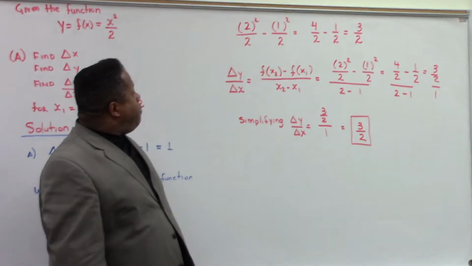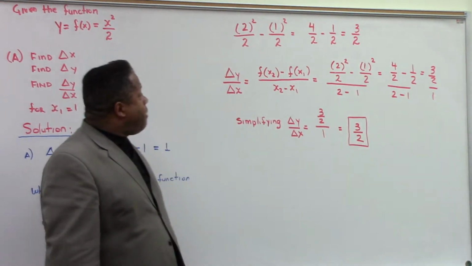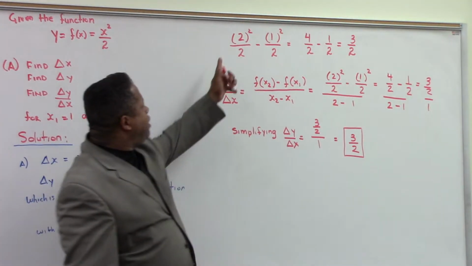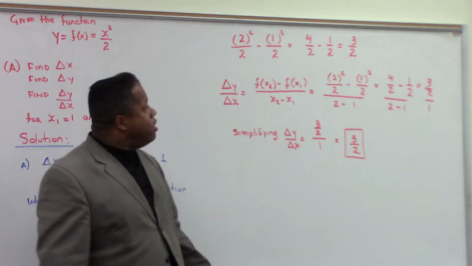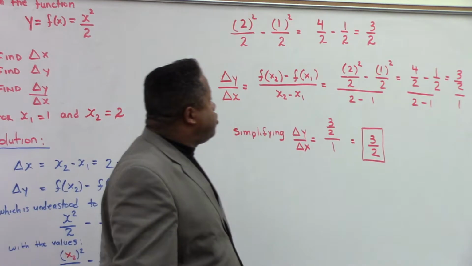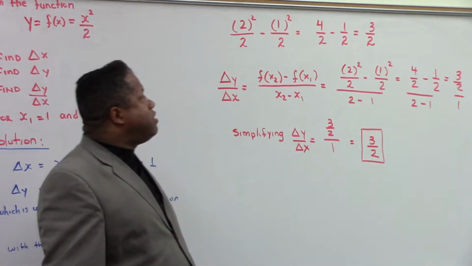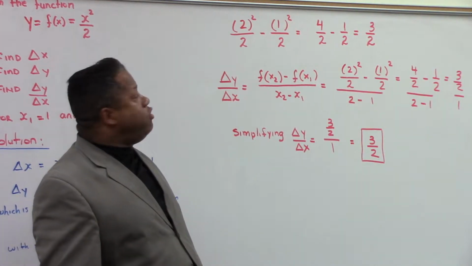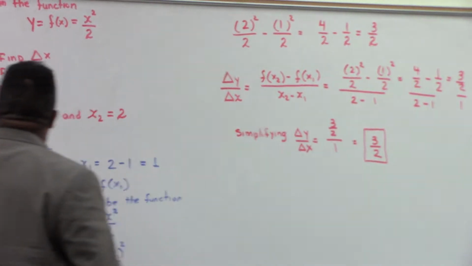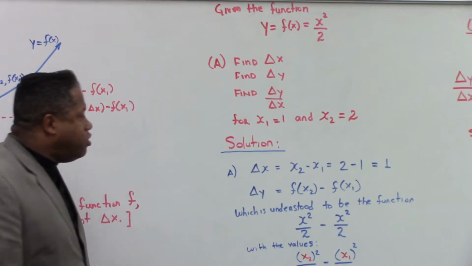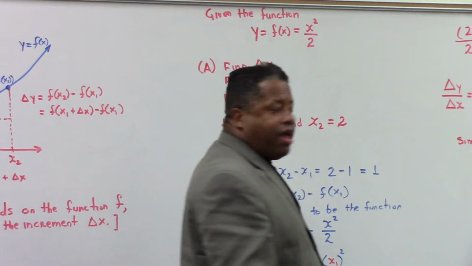2 squared divided by 2 minus 1 squared divided by 2, if I said that right. 2 squared divided by 2 minus 1 squared divided by 2 is going to give you 4 over 2, 4 divided by 2, minus 1 divided by 2, which is 1/2, is going to equal 3/2. So guess what delta y equals? Delta y equals 3/2.